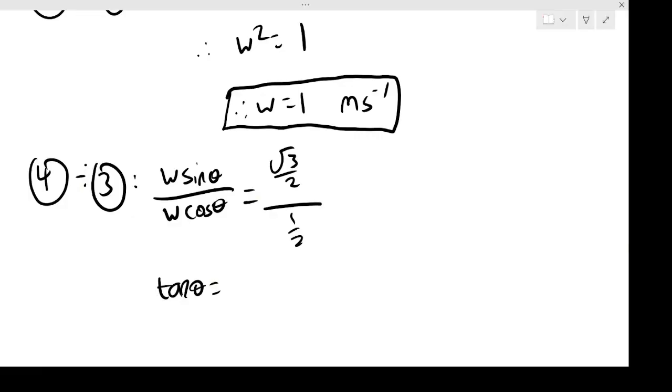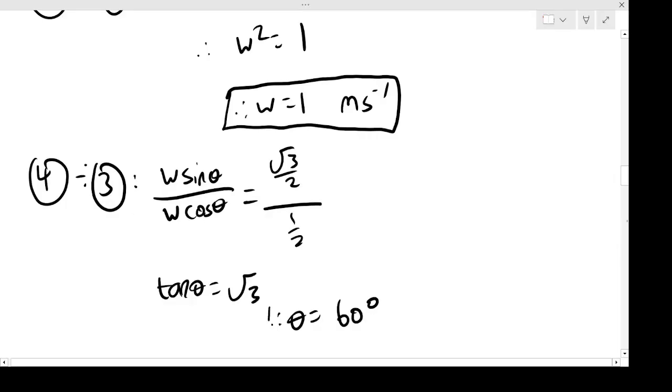so there we are. By the way, if it looks a bit awkward, you can split up the fraction like this. So root 3 over 2 divided by a half, like this, right? But there we are. We get root 3 there. Therefore, theta, if I do inverse tan of that, I get 60 degrees bang on. Okay, again, another nice exact answer.